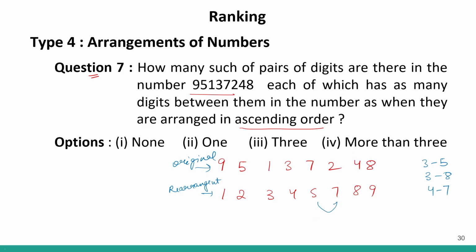Moving on to 5, 5, 7, no digit. 5, 7, 2 digits. So not the same. 5, 8, 1 digit. 5, 8, long distance, not the same. 5, 9, 2 digits. 5, 9, no digit. So this is not the same.